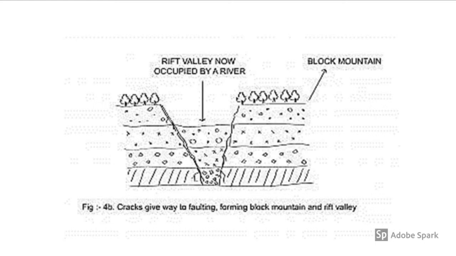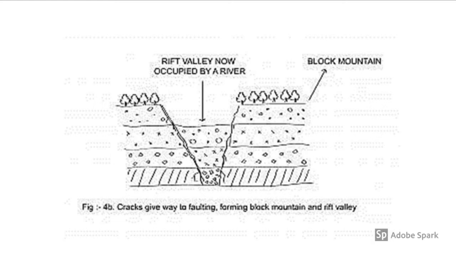If you look very carefully at the diagram here, it says rift valley now occupied by a river. It is not a must that a river will occupy the rift valley, but many a time what we see in nature is this, that you will find a river. Once again, it's not a must. The river is not formed because of the tensional force. The tensional force only forms fractures and the downward sliding of the midsection, which will become your rift valley.